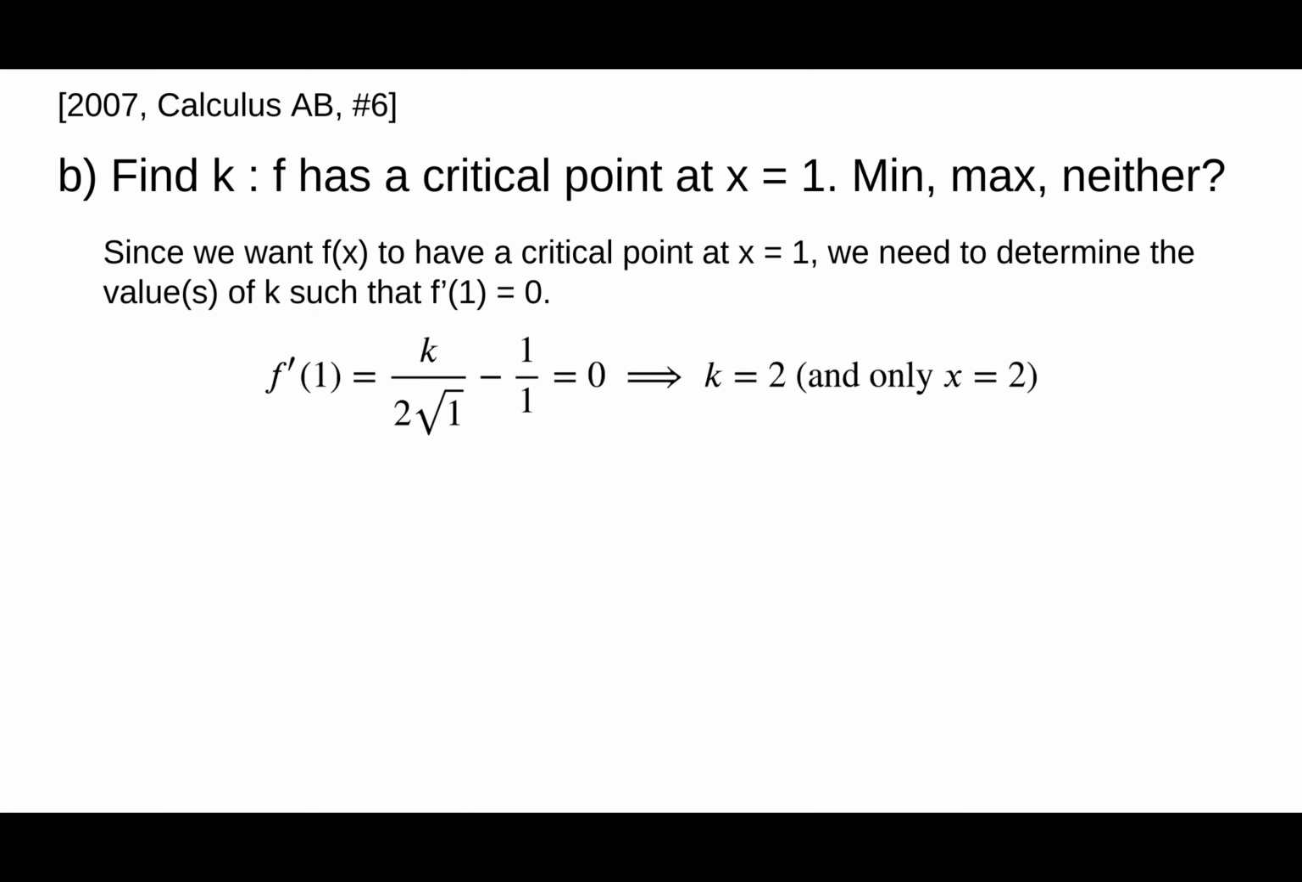Well, if we differentiate f, which we've already done, and evaluate that at x equals 1, we get k over 2 times the square root of 1 minus 1 equals 0. Solving this equation gives us a solution of k equals 2, and note that it is the only solution to this equation.